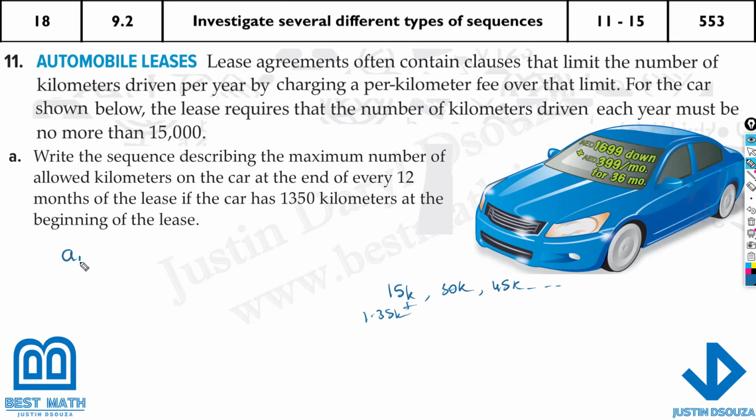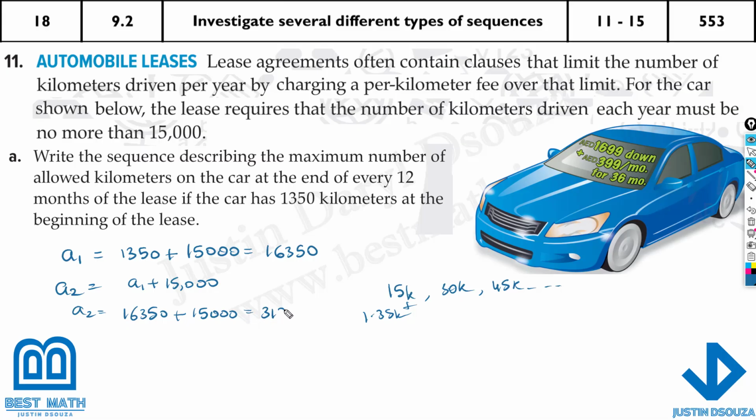But let's do exactly how to do it. Say year 1, that is A1, first year. We know it already has 1,350 kilometers, right? You need to add the limit for the first year, 15,000. So that will be the answer. It will be 16,350. Same thing here, second one. Second one will be A1 plus 15,000. See, this is recurring. Second term will be A1, that is 16,350 plus 15,000. So here we have 31,350. Basically, it's 30,000 plus 1,350.